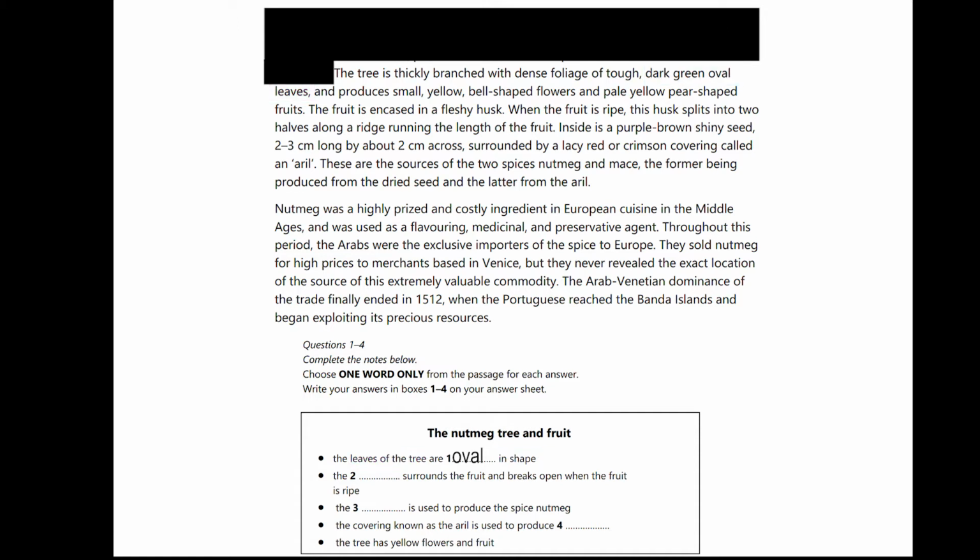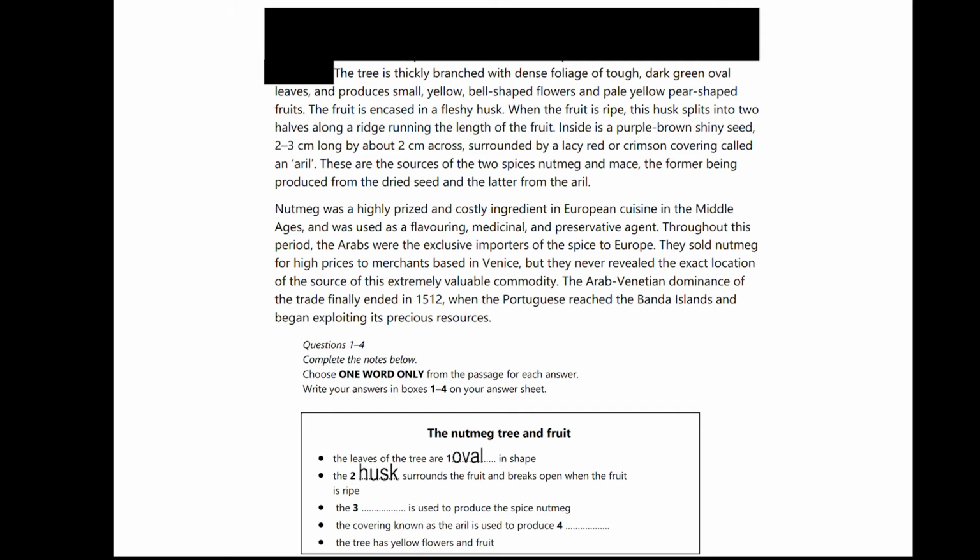Okay, question 2. The keyword for question 2 is fruit. The green part talks about the fruit. Now let's read the beginning of question 2. It says, surrounds the fruit. Now look at the green part and tell me what surrounds the fruit. Can you find the word? Yes, you guessed it. The answer is fleshy husk. But wait, here it says one word only, so we need to remove fleshy. The answer would be husk.